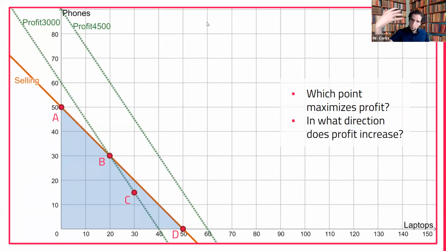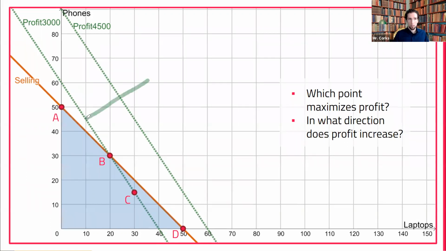Okay, so corners, but which corner? A or D? So the way that we figure that out, again, we probably remember it's D, but let's understand the logic behind that. If we have these two profit lines, 3,000, 4,500, in which direction does profit increase? Perpendicular. Perpendicular to what? To those lines, isoprofit lines. Okay. Closest to the isoprofit lines. Right. So perpendicular to these isoprofit lines. This is the direction in which profit goes up.